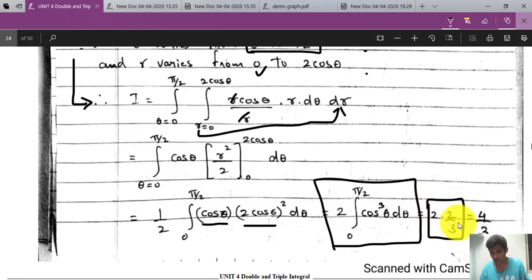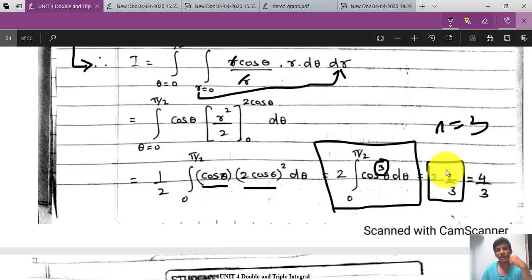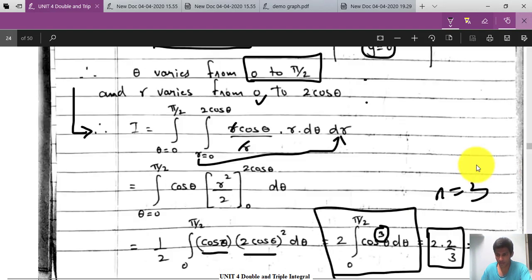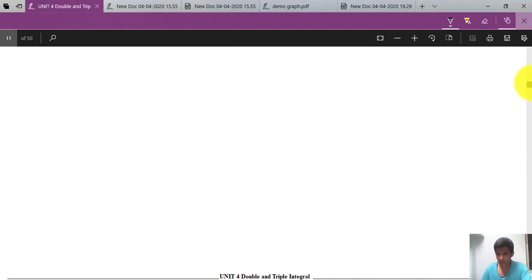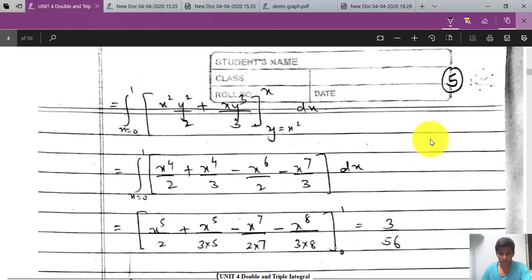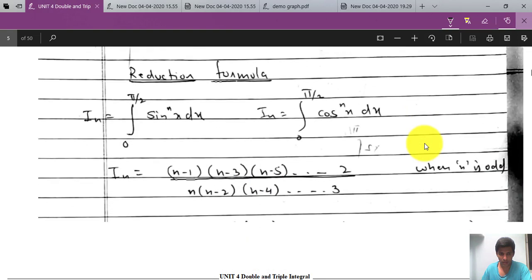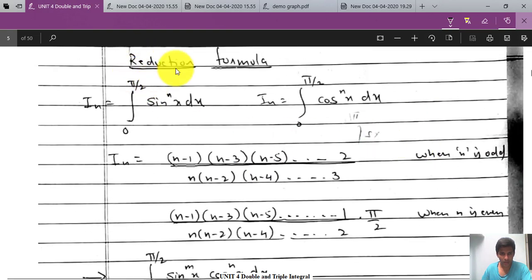2 into 2 by 3. See here, n is equal to 3, so it is odd. Since n is equal to 3, for those who missed the class in the earlier section, I will tell you about the reduction formula, which I have given here. This is the reduction formula which I was discussing. It applies to any standard integral of the form 0 to pi by 2 of sine power n and cos power n.